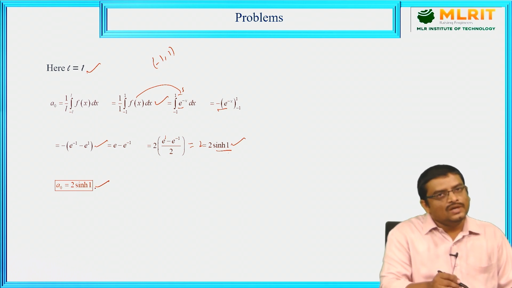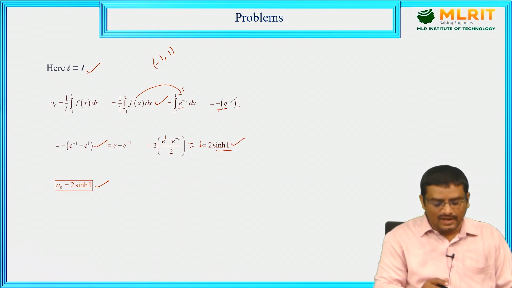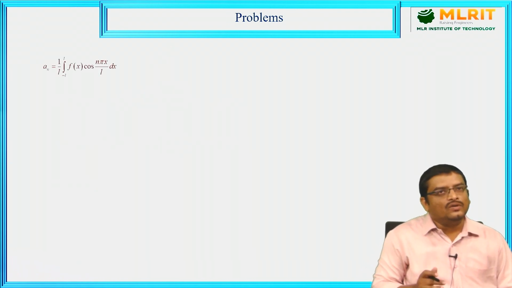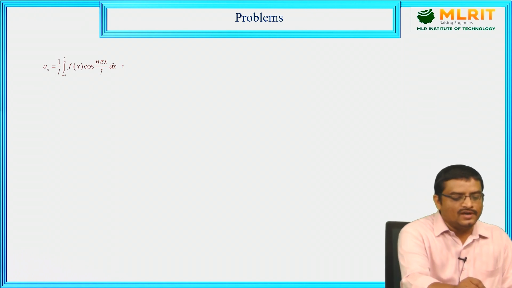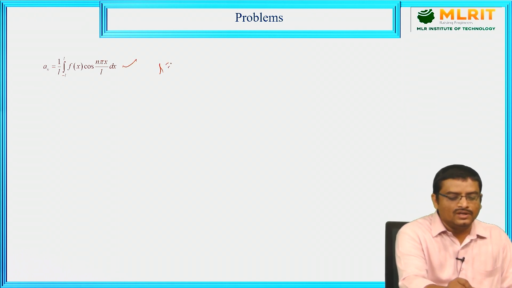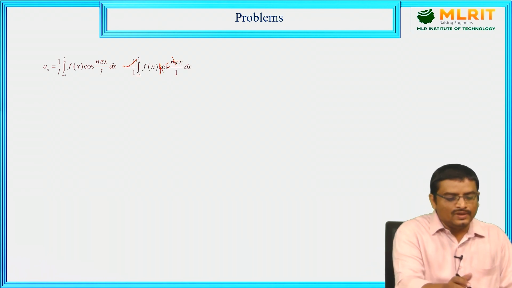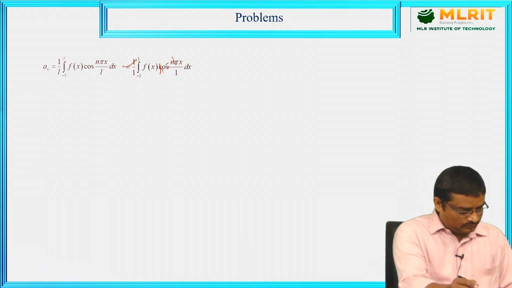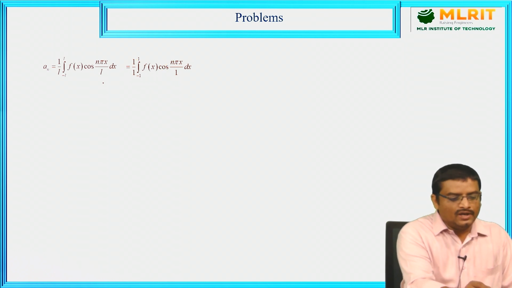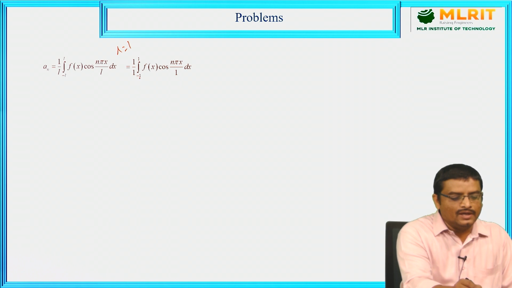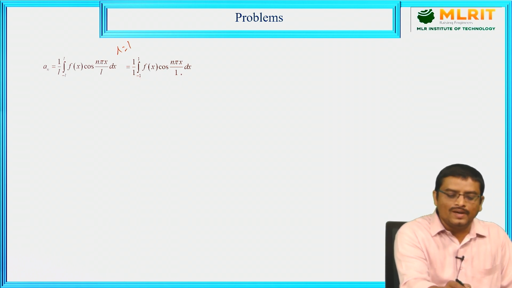Okay, now similarly we will find the value of an. So, take the standard formula to find the value of an. This is our standard formula, but we know that L is equal to 1, so replace L is equal to 1 here. So, you will get 1 by 1 integral minus 1 to 1 f of x into cos n pi x by 1. So, this can be written as cos n pi x.